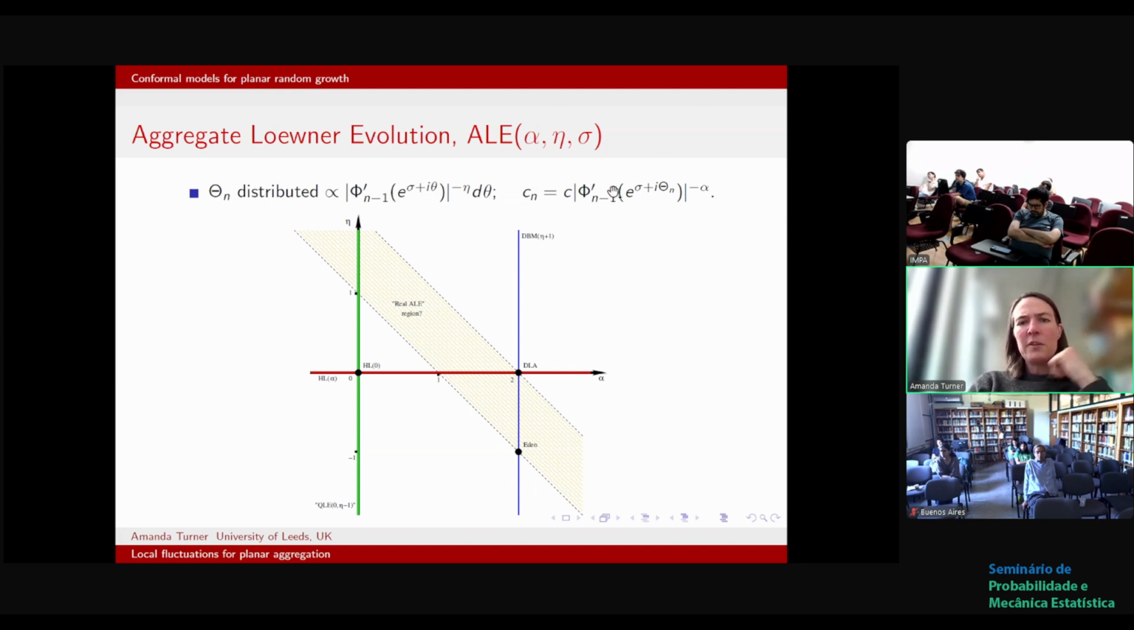So if you want to do computer simulations, you really want to choose eta equals 0, and so you want to be looking at models on this red line, and this red line actually has a name. These are the Hastings-Levitov family of models, which were proposed in '98 by Hastings and Levitov.